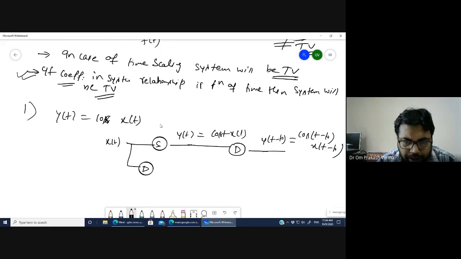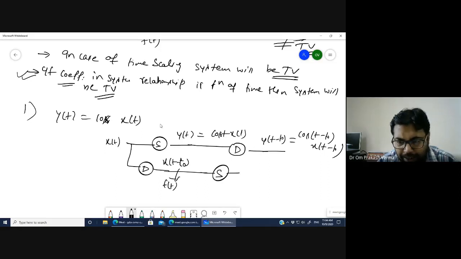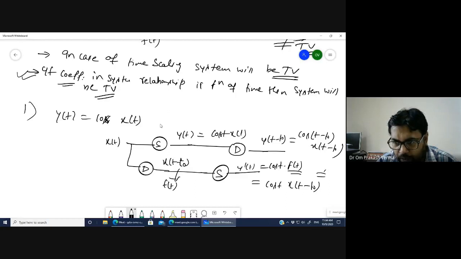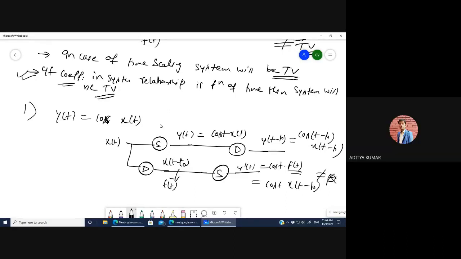Now first you provide the delay, x of t minus t naught, let's say function f of t. And the system is making that function into cos, so it will produce cos t into f of t, nothing else. And what is cos t times f of t? It is cos t into x of t minus t naught. Are both the same? No, both are not the same.